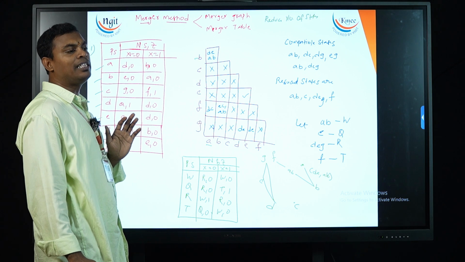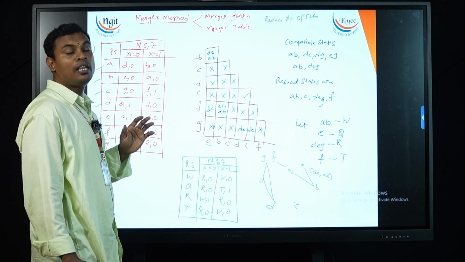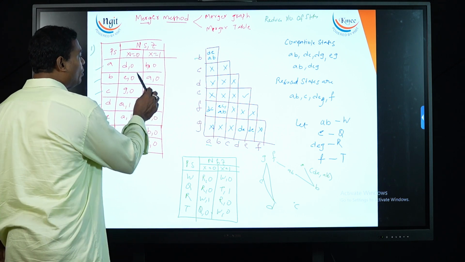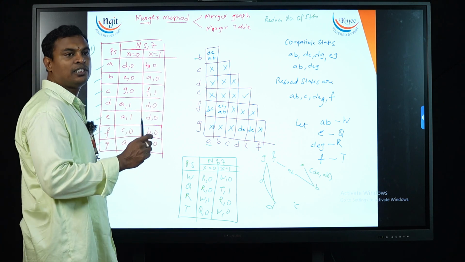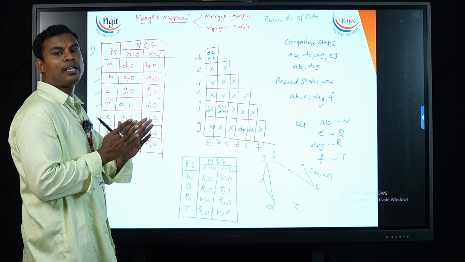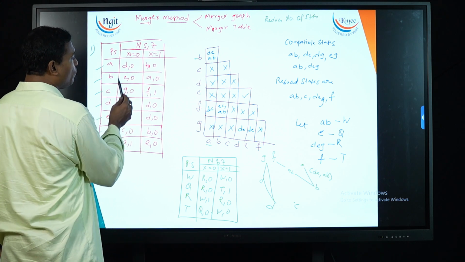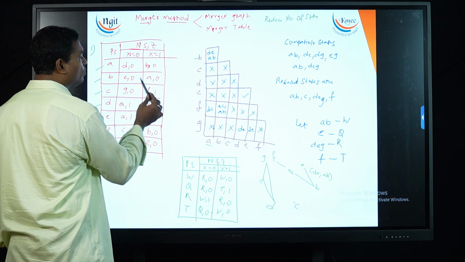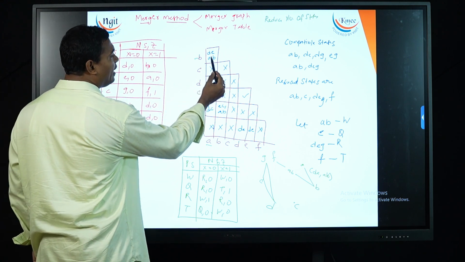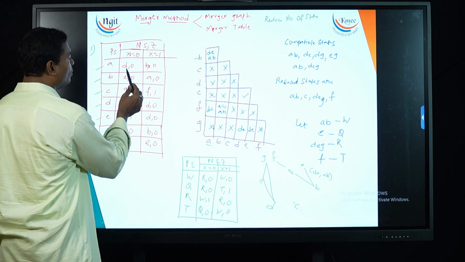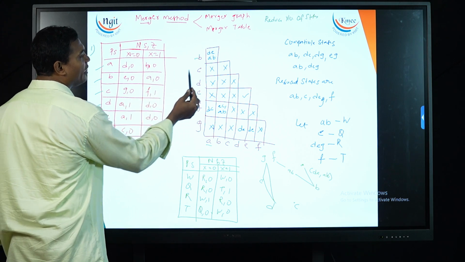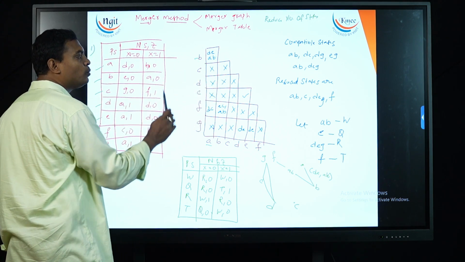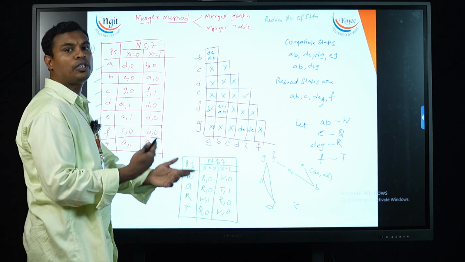How do I tell whether it is compatible or incompatible? Based upon my output. I need to have the same output values, whether 0 or 1; both states should have equal outputs. Now if you observe A and B, both are equal here: 0, 0, 0, 0. So it is compatible. That's the reason I have written D, E, A, comma, B. These are the two states which are compatible, because the output is equal.